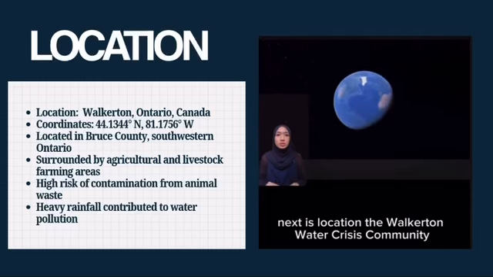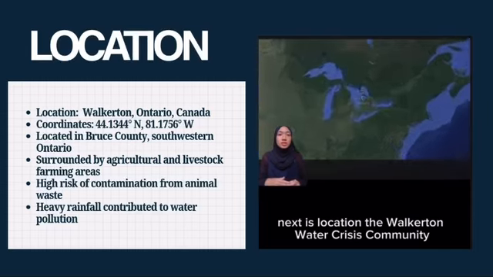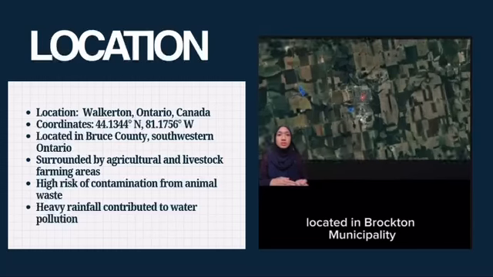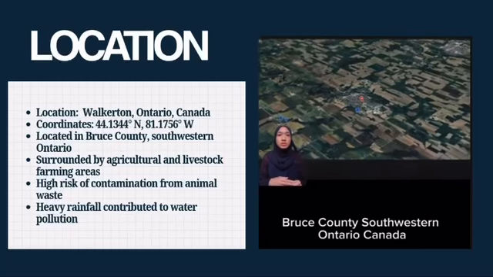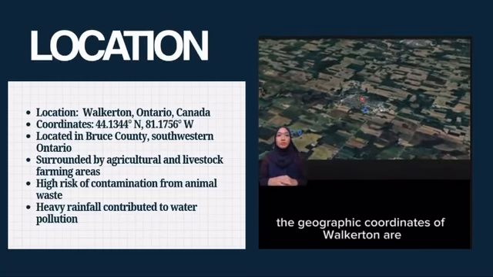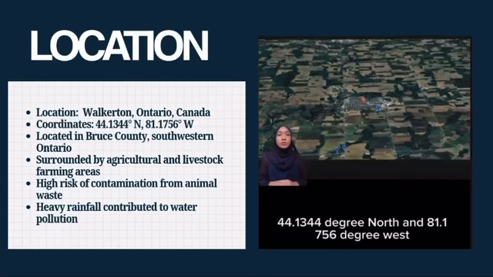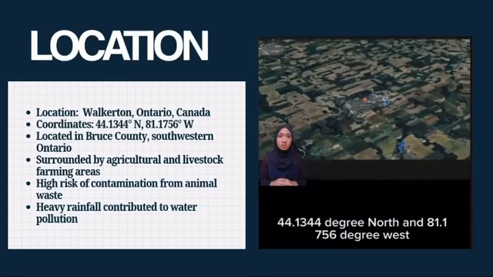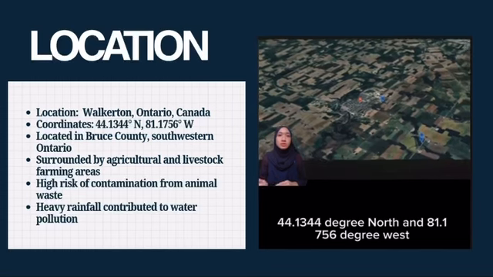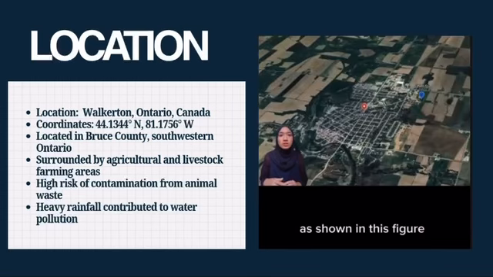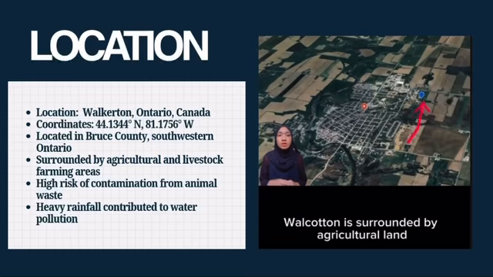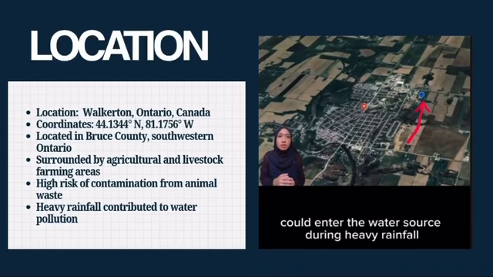Next is location. The Walkerton water crisis community is located in Walkerton Municipality, Bruce County, southwestern Ontario, Canada. The geographic coordinates of Walkerton are 44.1344 degrees north and 81.1756 degrees west. As shown in this figure, Walkerton is surrounded by agricultural land and livestock farms. This agricultural setting played an important role in the contamination incident because animal waste from nearby farms could enter the water source during heavy rainfall.